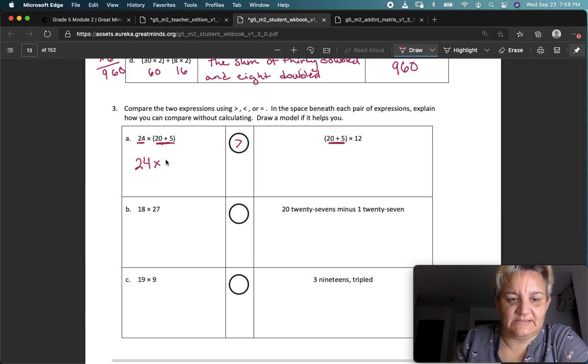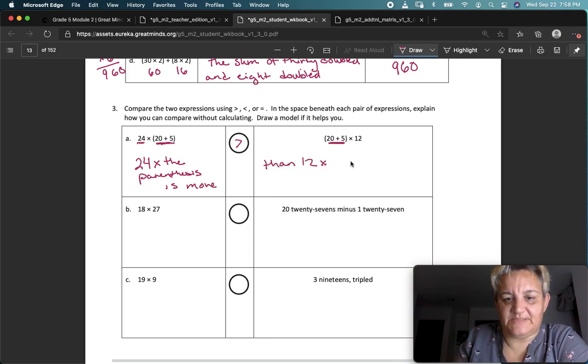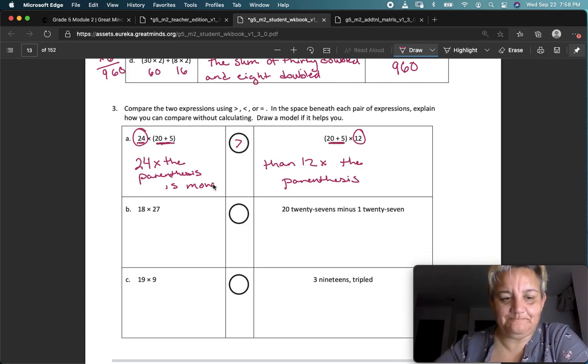Okay, so 24 times the parentheses is more than 12 times the parentheses. Do I need to find the answer to know that? No, I just look at that 24 and that 12, and I know that the 24 is bigger because this 20 plus 5 and this 20 plus 5 are the same. Okay.